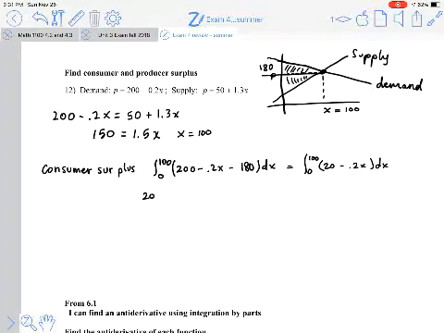So the antiderivative is 20x minus 0.2x squared over 2. And then 0.2 divided by 2 is 0.1. So we have 20x minus 0.1x squared. Now we apply the fundamental theorem of calculus. So if we have 20 and we plug 100 in for that x, that's 2,000. And then if we have 100 squared multiplied by 0.1, that's 1,000.